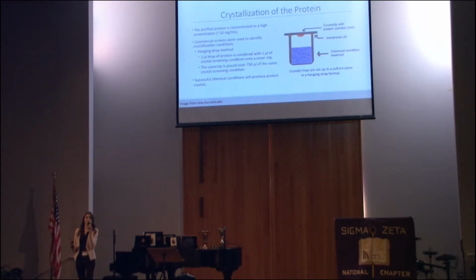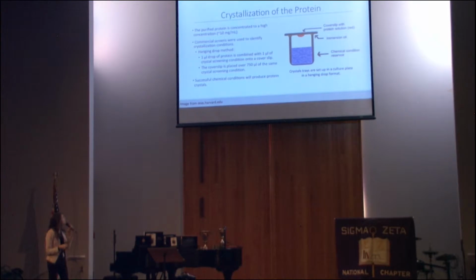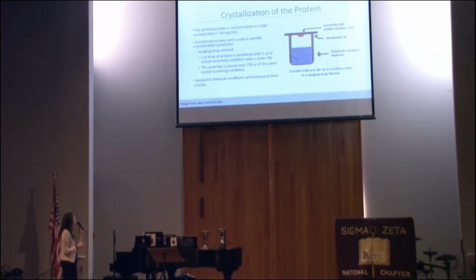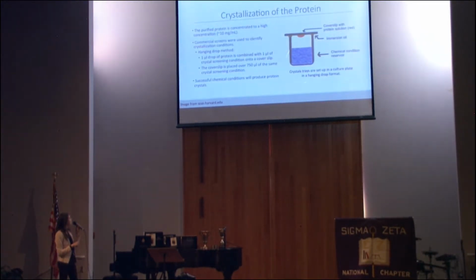So in order to grow crystals, you have a bunch of liquid with your protein in it, and you need to concentrate that because it's too dilute right now. So what I'm going to do is centrifuge this, and this spins off a bunch of extra liquid, like I said, concentrating your protein. We then used commercial screens to set up this crystal structure using a hanging drop method.